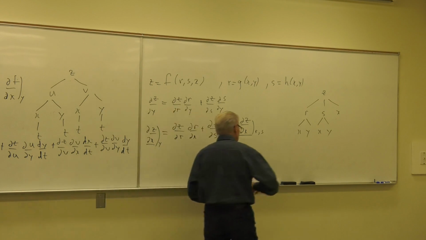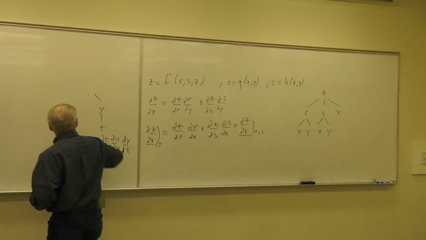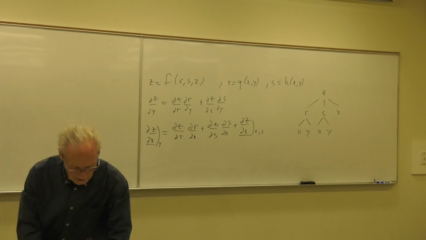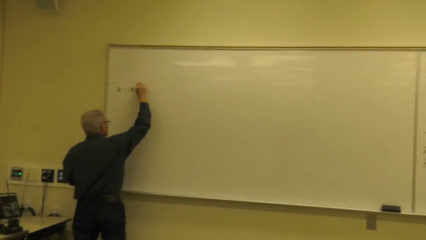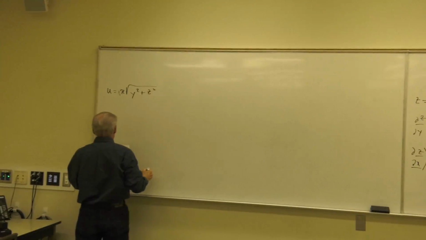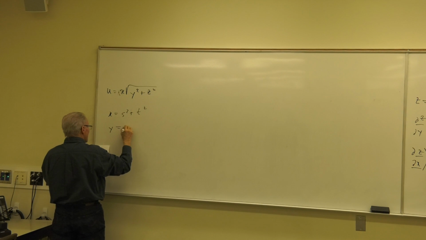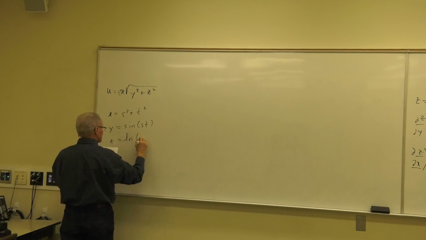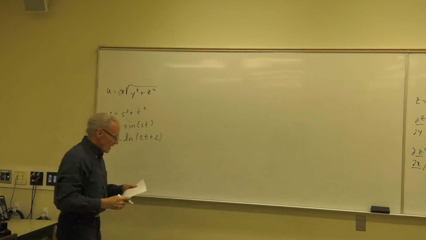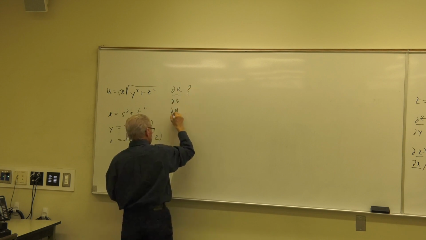All right, let's take a couple of specific examples. We'll have to develop a chain rule, and then we'll do the calculations. Suppose I tell you that u is equal to rx times the square root of y squared plus z squared. I tell you that x is equal to s squared plus t squared. I tell you that y is equal to the sine of st. And I tell you that z is equal to the logarithm of 2t plus 2. And I asked you to calculate ∂u/∂s, and I asked you to calculate ∂u/∂t.